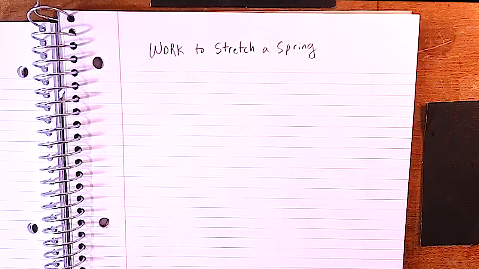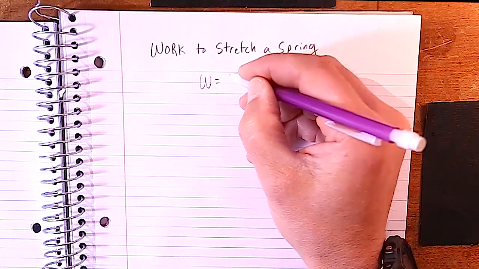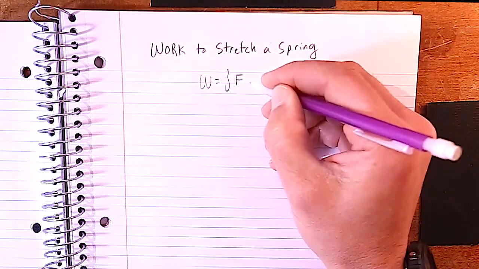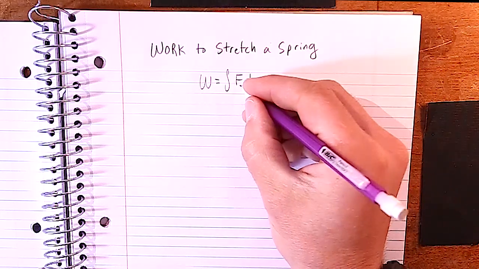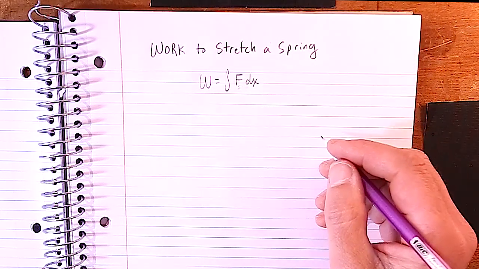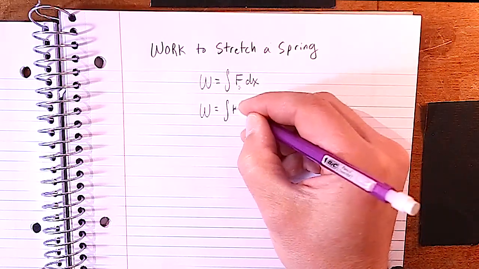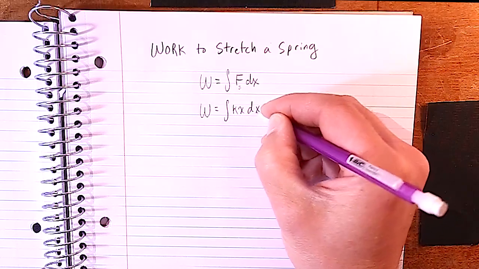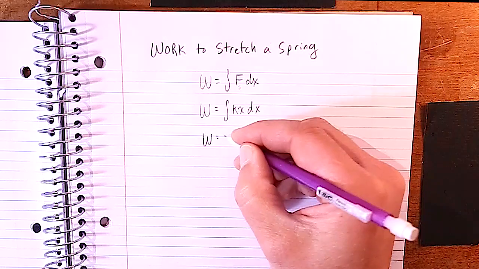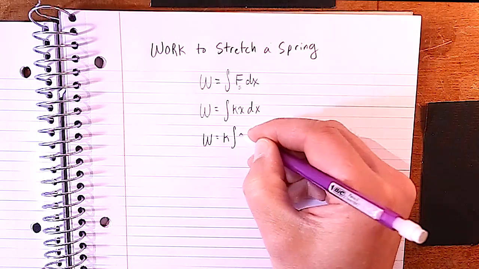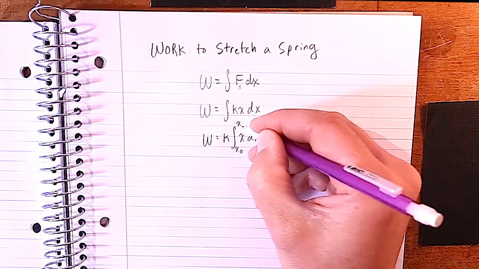What about doing the work to stretch a spring? Well, we're going to start again with work is equal to the integral of F dx. And if we're stretching a spring, then we know that is going to be Fs. So we have work is equal to the integral of kx dx. But this k is a constant, so we can pull that out. So that becomes the integral of x dx, and that's going to be from x initial to x final.